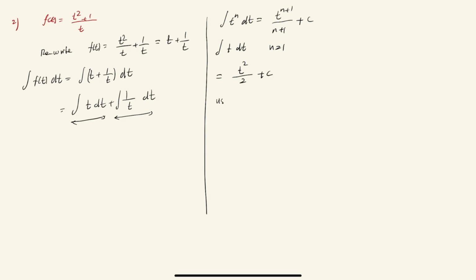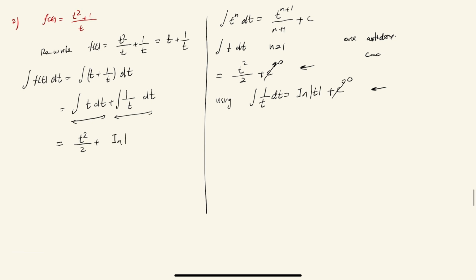Now let's integrate the second integral. I'm going to use the integral of 1 over t dt equal to the natural log of the absolute value of t, and then plus c. Remember here, we only want one antiderivative, therefore I'm going to pick c equal to 0. Again, you can pick any value for c. Therefore, the resulting integral is going to be equal to t squared over 2 plus the natural log of the absolute value of t, and that's one antiderivative of f of t.